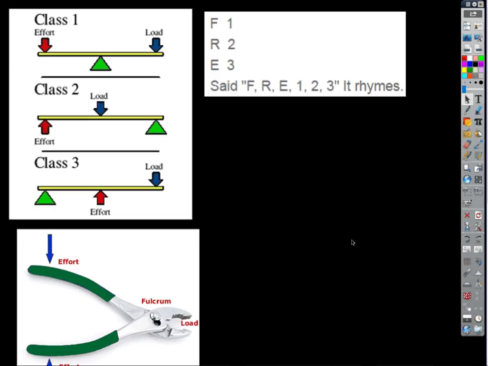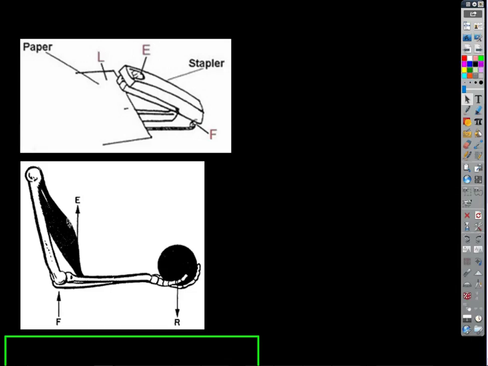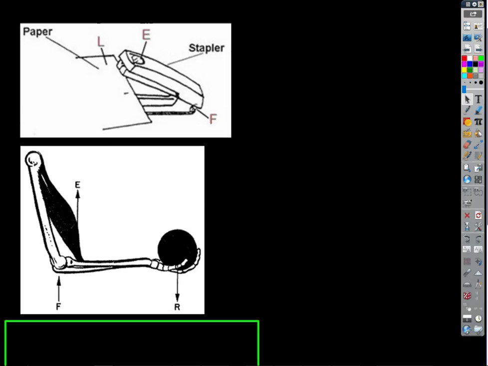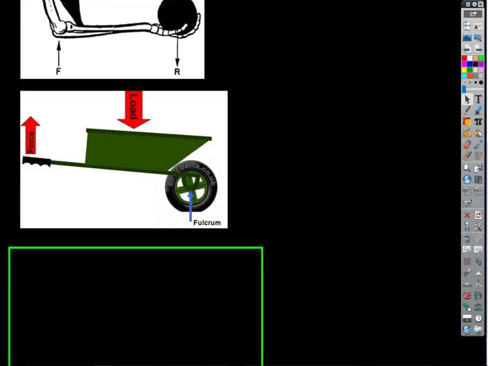F goes with 1, R goes with 2, effort goes with 3, right? So effort meaning input, resistance meaning output, right? So this would be a case where the input force is in the middle, so that's class 3, like a catapult. Okay. What about a wheelbarrow? We already said, what's that? 2. Yeah, right. The output's in the middle.